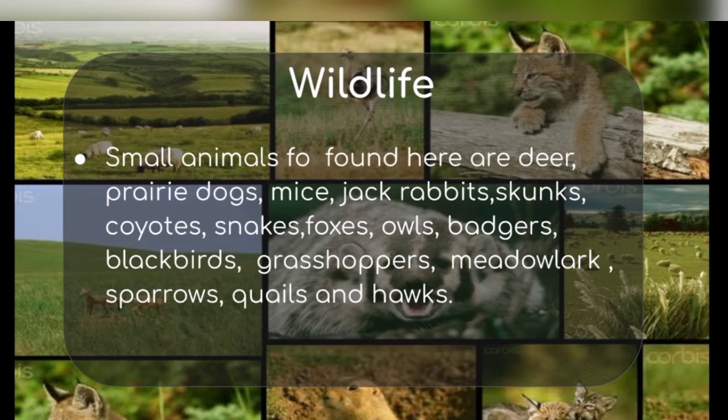deer, prairie dogs, mice, jackrabbits, skunks, coyotes, snakes, foxes, owls, badgers, blackbirds, grasshoppers, meadowlarks, sparrows, quails and hawks.